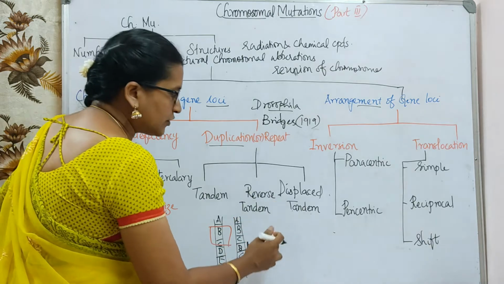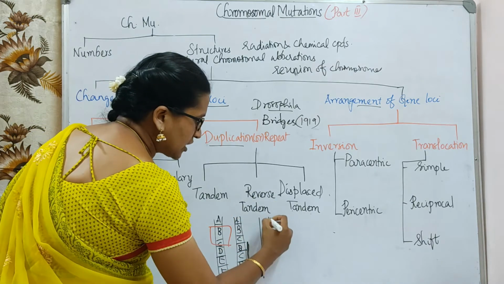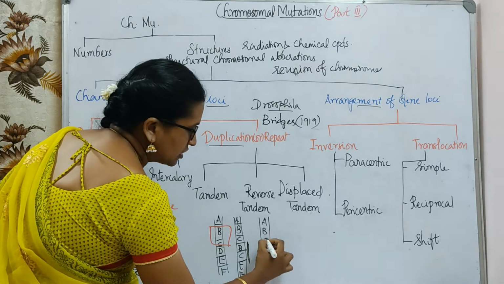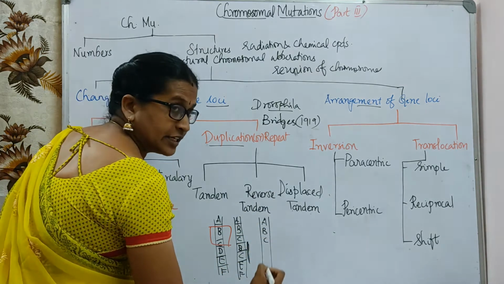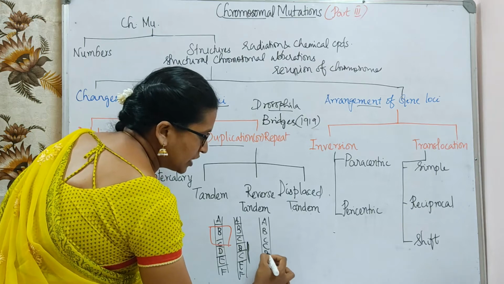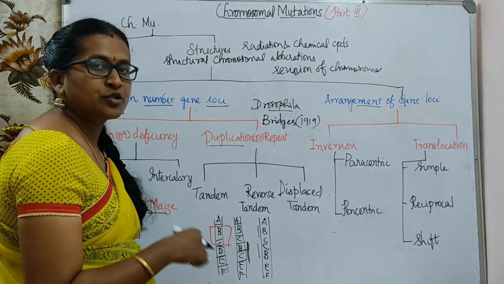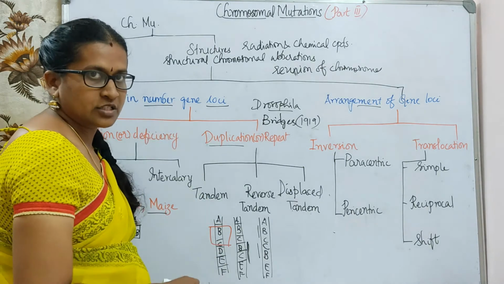And next is reverse tandem. So in reverse tandem, what will happen? We can continue the same: A, B, C, but it is going to get reverted, that is C, B, E, F, like this. Immediately it will get a reverse position, which is called a reverse tandem.